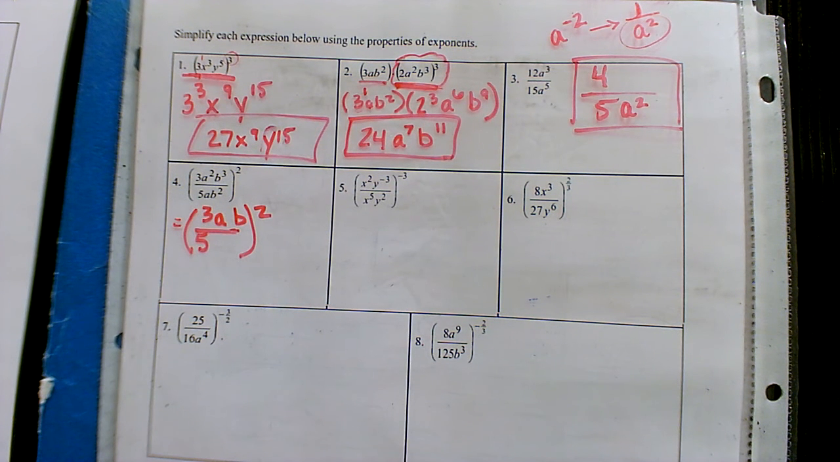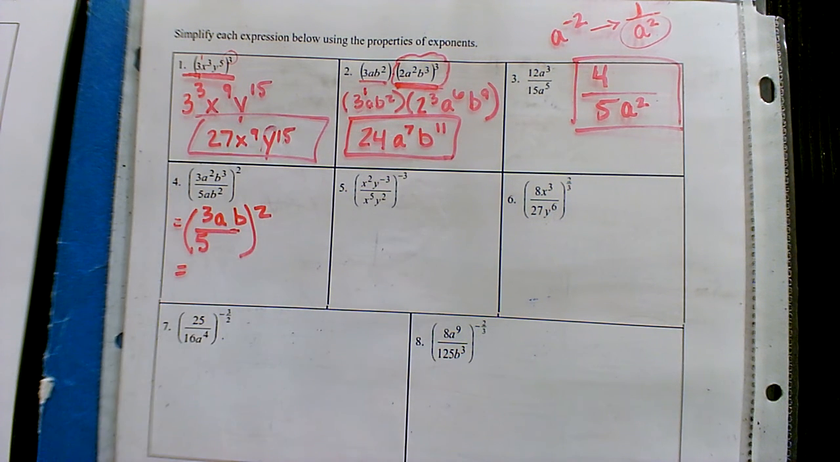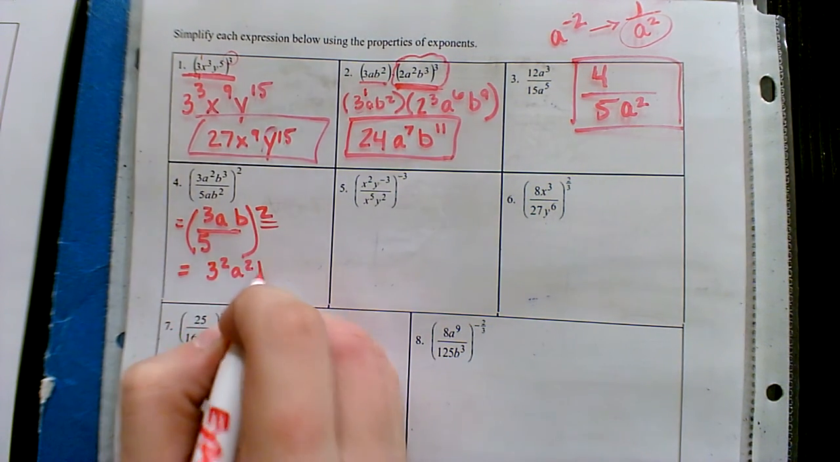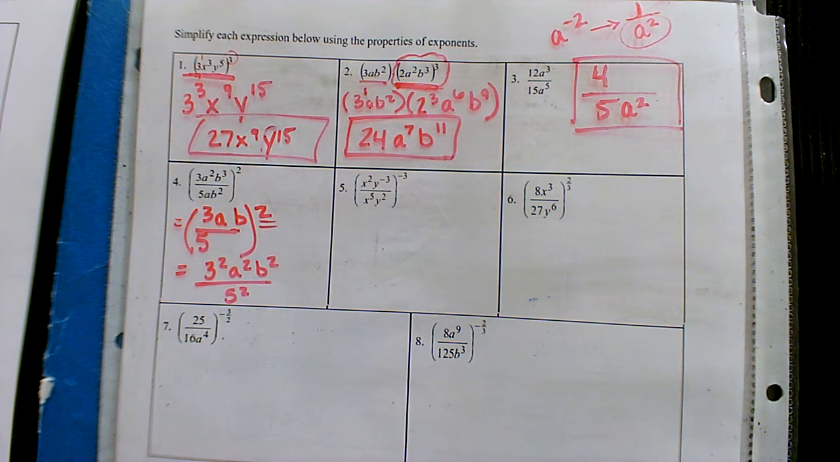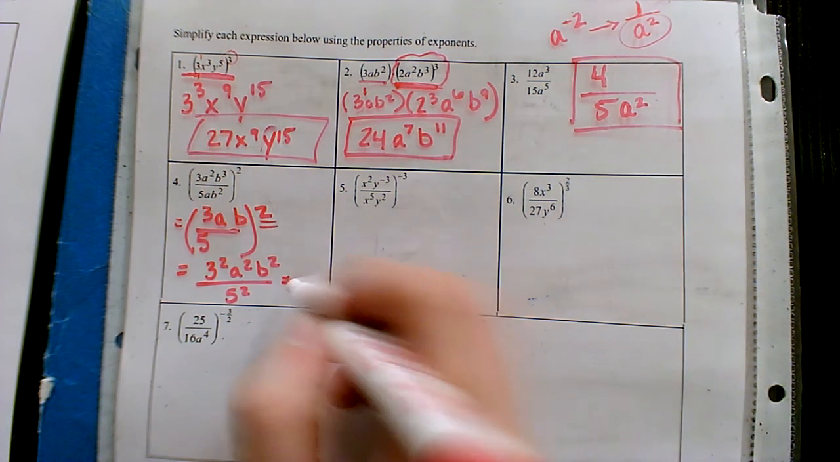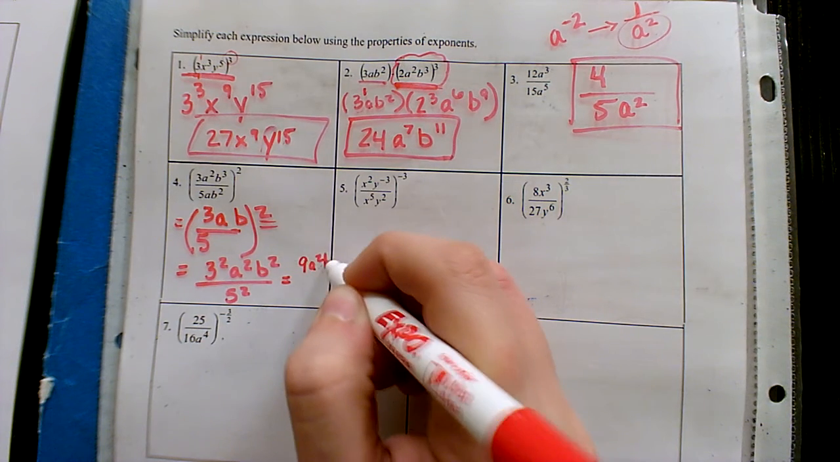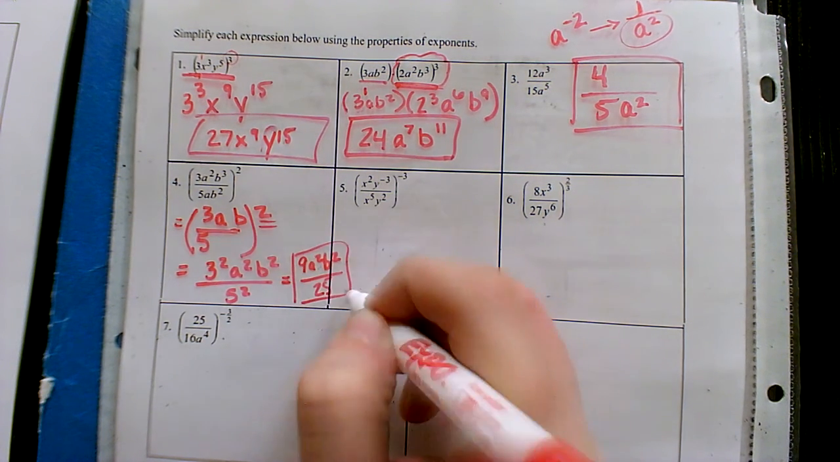We still have to do the power though. That exponent comes next. So absolutely everything inside that parenthesis is being raised to the power of 2. So I should have 3 squared, a squared, b squared over 5 squared. And if I decide to simplify some of the numbers, this would be 9 a squared b squared over 25.